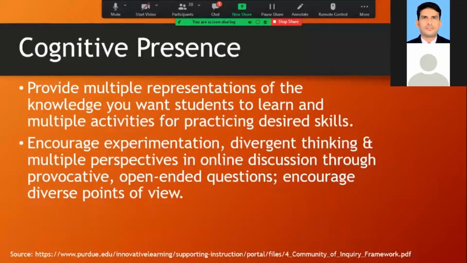You need to provide multiple representations of the knowledge which you want students to learn, and multiple activities to practice their desired skills. Multiple activities, because your learners are not the same and are not small in number. In an online environment, the definition of a successful course is that you have at least 1,000 learners. If you are not having 1,000 learners, why are you investing lakhs of rupees of public money if you are not benefiting even 1,000 students?